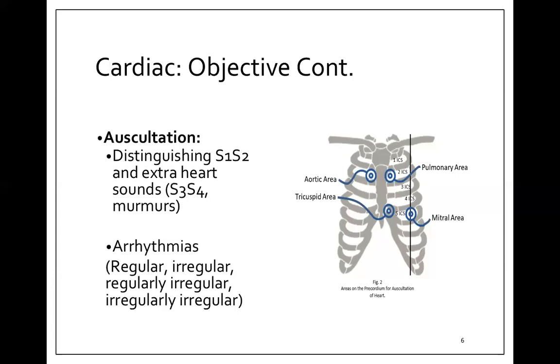And so you listen to each one of these four areas, as each one of these areas corresponds to a specific closure of the valves of the heart. Thus, the characteristic sound of the lub dub, or sound one, sound two, S1, S2. As you are listening, it is important to distinguish S1 and S2, the normal heart sounds. S1 corresponds to the closure of the tricuspid and mitral valves, again, as the picture indicates, and S2 corresponds to the closure of the aortic and pulmonic valves.